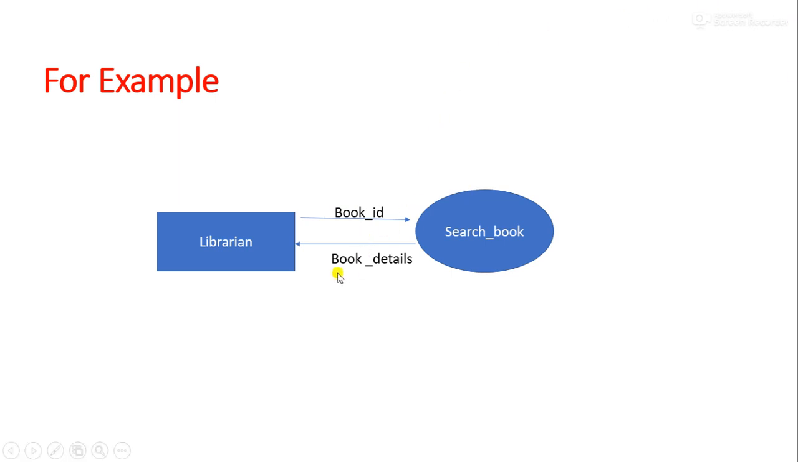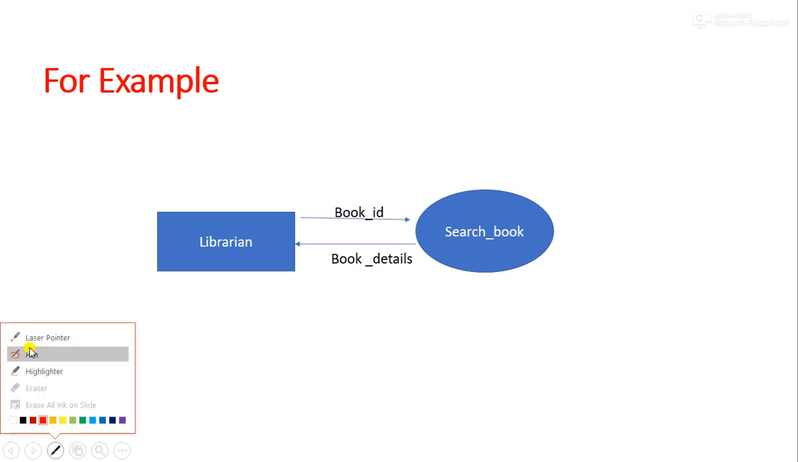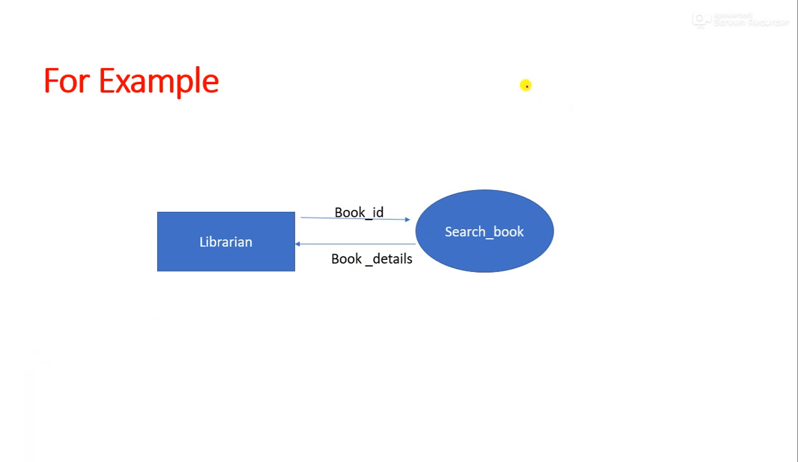Similarly, we can represent the flow of data from process to process. For example, we have one process, so this is P1. Suppose consider this is the name, and we can show the flow of data like this.